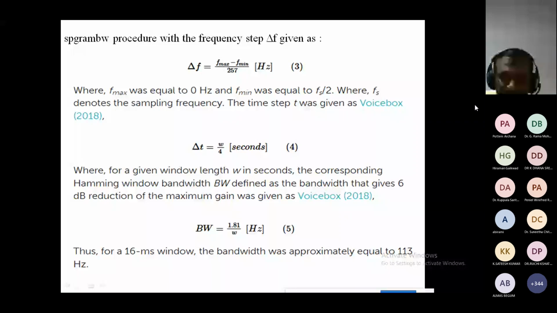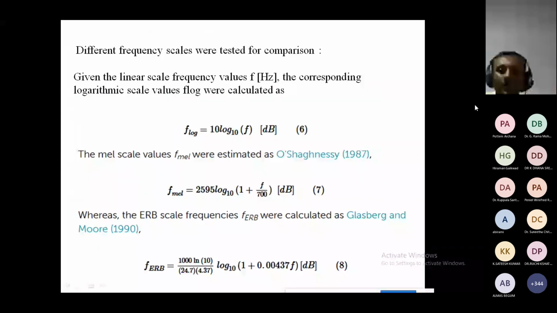Here, one thing I again have to calculate is the bandwidth, equal to 1.81 by WH. So for a 16 ms window that we have taken in the test, the bandwidth was approximately equal to 113 hertz. Similarly, different frequency scales we have to test, and the corresponding logarithmic scale values were calculated by the different formulas we achieved for that.